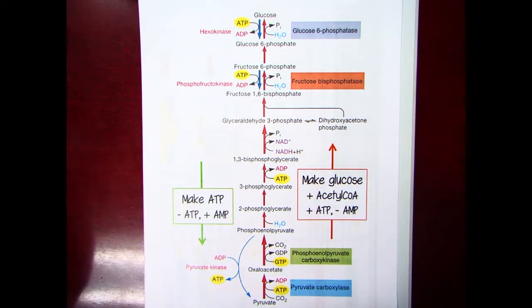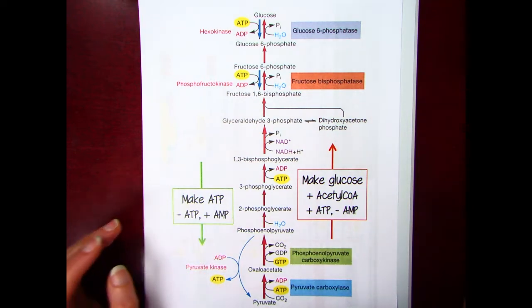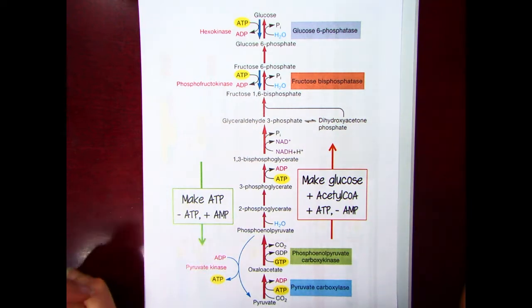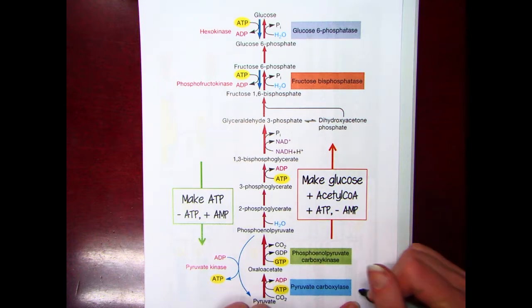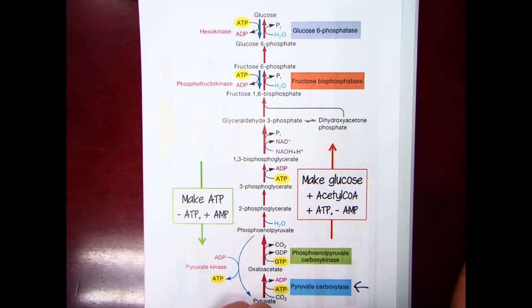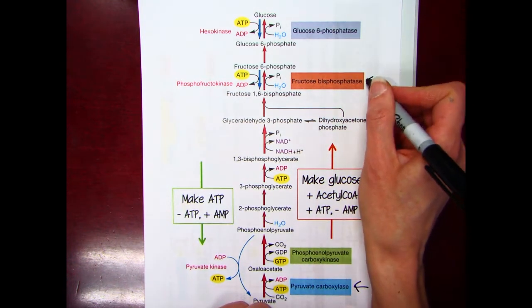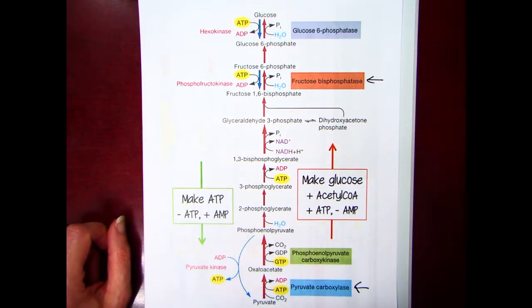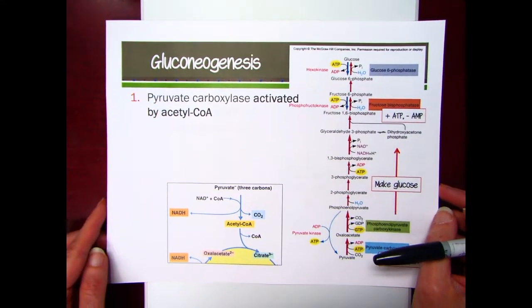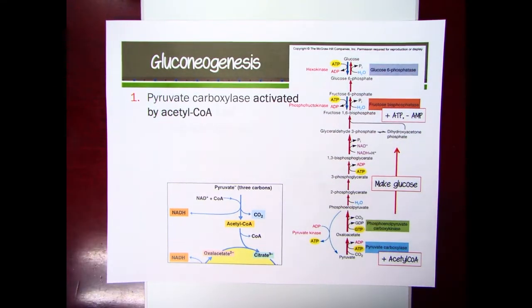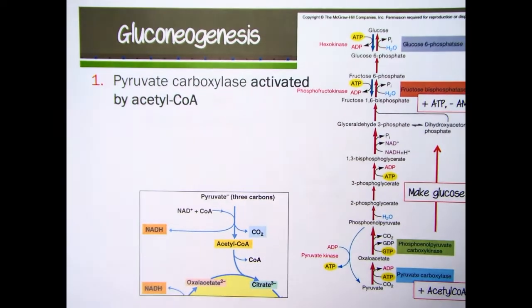And so gluconeogenesis and glycolysis actually share a lot of the same enzymes. We will learn none of those. What we will learn are 2 of the irreversible or dedicated gluconeogenesis enzymes. And so the first one we'll learn is pyruvate carboxylase, and the second one that we will learn is fructose bisphosphatase. So we are going to learn the names of these enzymes, what they do, and how they are regulated by the cell.